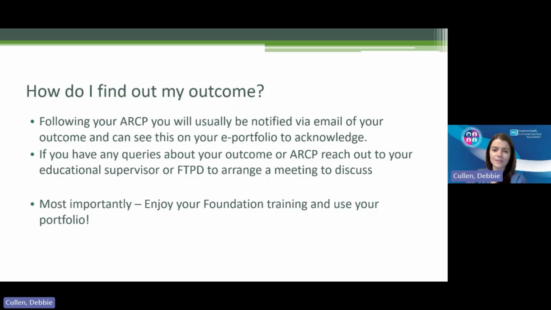And your portfolio can be there to celebrate all the great things that you've done through the year, and let us as educators see all the great things that you're doing, because we don't necessarily see all the day-to-day brilliant things that some of our foundation doctors are doing. So I would say enjoy F1 and F2, use your portfolio wisely, and I wish you all the best for your future careers.